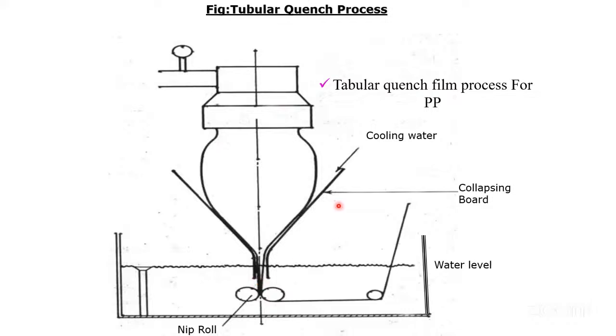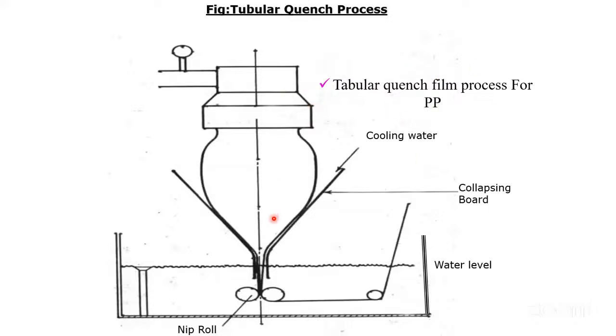And therefore it is called a TQPP film. What do they call this in the market? TQPP film. T from tubular, Q from quench, and PP film. TQPP film, that is the name in the market.